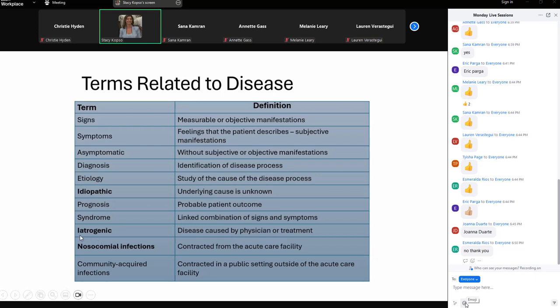Then there's iatrogenic. That's a disease caused by the physician or the treatment. So it would be something like the patient had a lung biopsy and ended up getting a pneumothorax from the biopsy. Nosocomial infections, those are infections that were contracted from the hospital. A common one is your urinary tract infection, UTI, which is usually from catheterization.